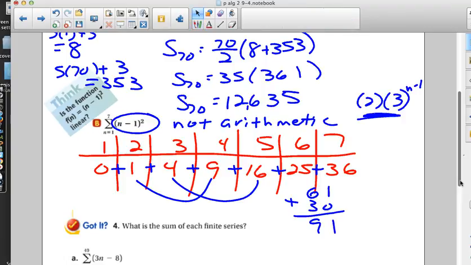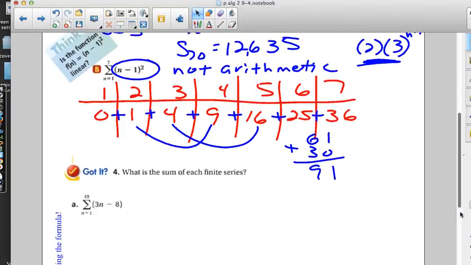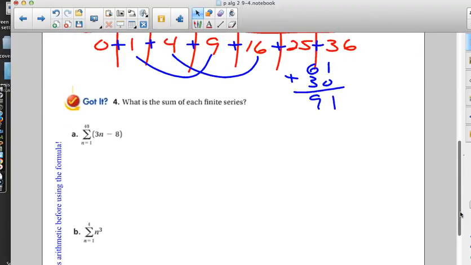Now, this one says, what is the sum of each finite series? And there are, what, 3 of them here? So, I want to see your 43210 confidence level on being able to see whether or not you should use arithmetic, and then using the formula when you can, and not using the formula when you can't. So 43210.